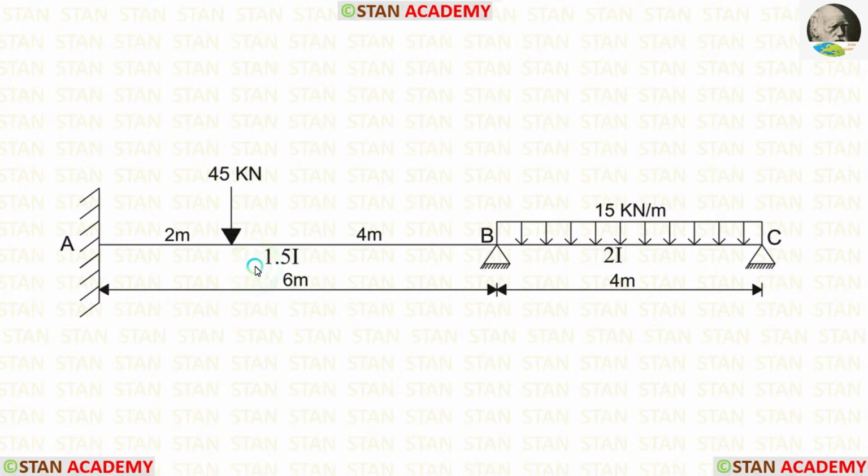The moment of inertia for the span AB is 1.5 I. For the span BC is 2I. Length of AB is 6 meter. Length of BC is 4 meter. In the point A, there is a fixed support. In the points B and C, there are hinged supports.